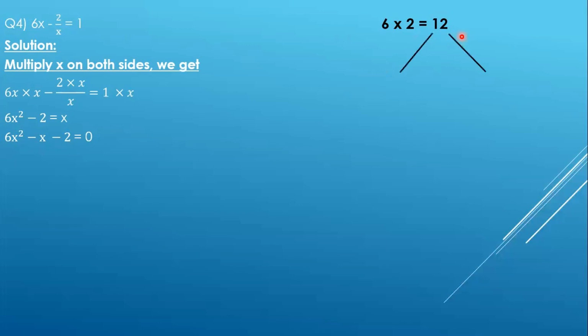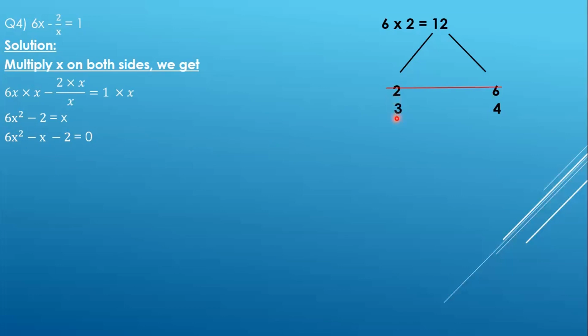So the factors of 12 are 2, 6 and 3, 4. And now we have to choose either 2, 6 or 3, 4 in such a way that when we add or subtract, we should get the middle term, that is minus 1. Now over here you have 2 and 6, and if we add 2 and 6 we get 8, which is not minus 1, and when we subtract we get 4, which is also not minus 1. So we will cancel 2, 6.